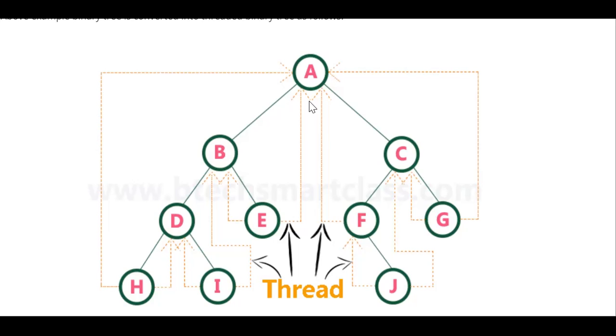So this is a threaded binary tree. Before the conversion, first we have to find the in-order traversal, then after that we have to indicate the dotted lines for the threads. Okay, thank you.